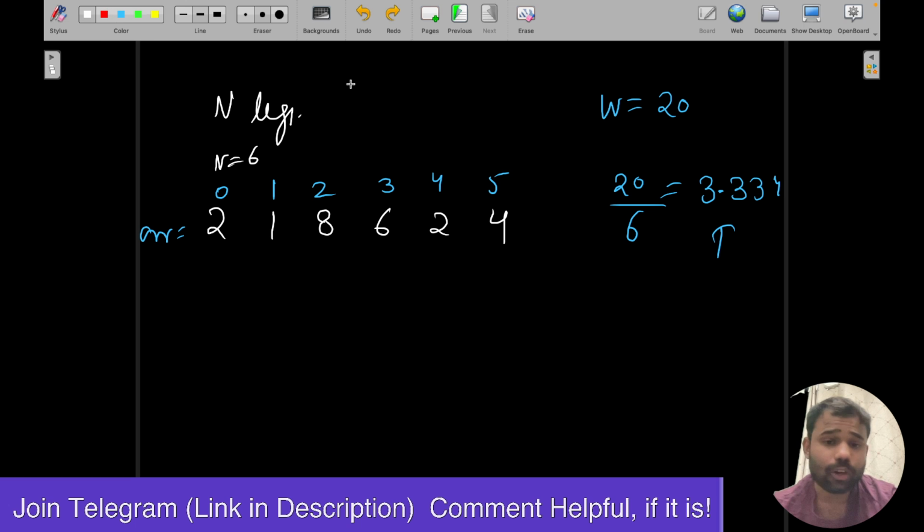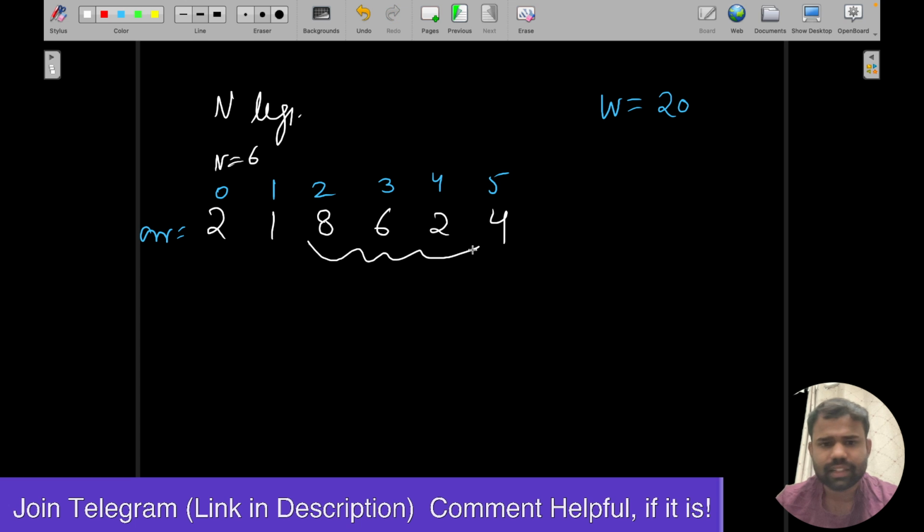And can they afford it? No. If you see, these legs cannot bear a weight of 3.334. They will break. So we cannot take all the legs if we have weight 20. Now let's say I just take these 3, then what will happen? If there are only 3 legs, then 20 by 3 will become something around 6.